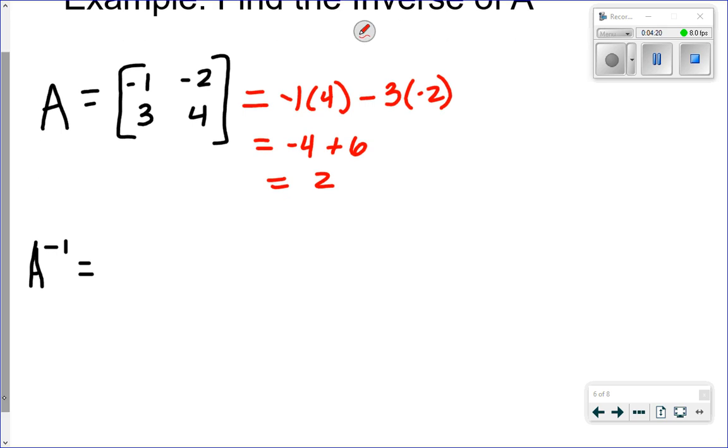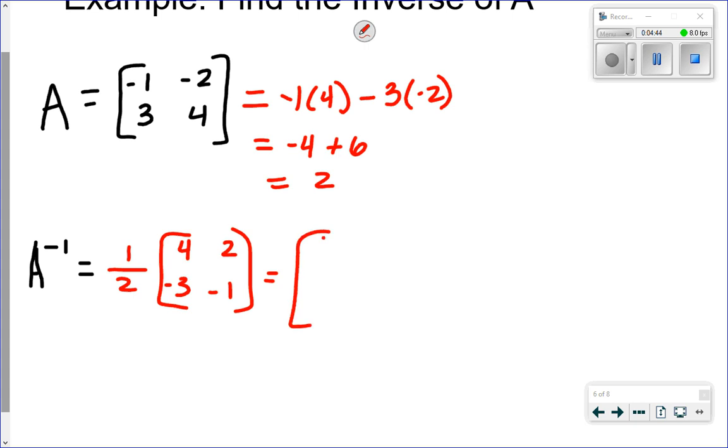So now I need to find the inverse. So I'm going to take 2 and put it underneath of 1. And then I need to move some stuff around inside matrix A. So 4 and -1 switch spots. And -2 becomes positive, and 3 becomes negative. And now I need to multiply it out. So I've got 4 over 2, 2 over 2, -3 over 2, and -1 over 2.